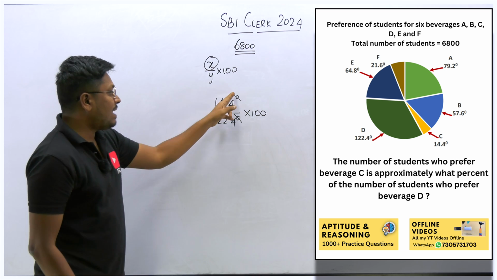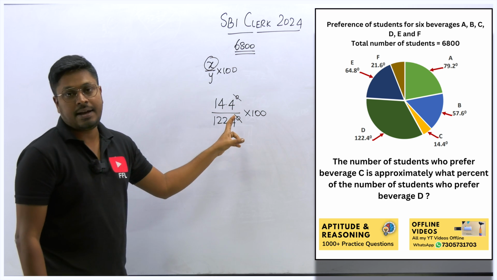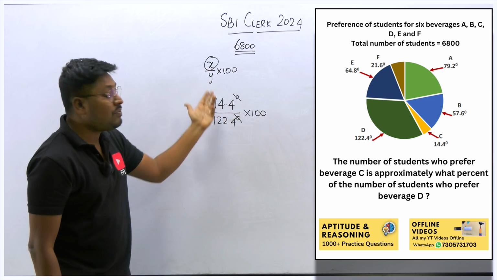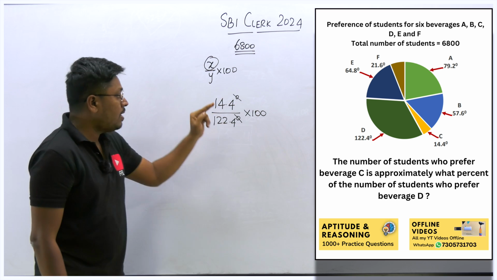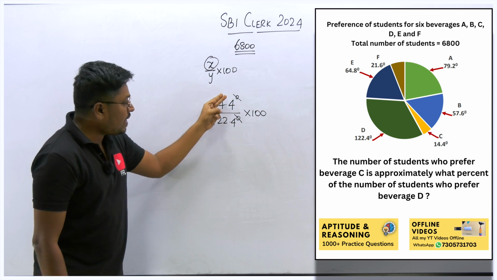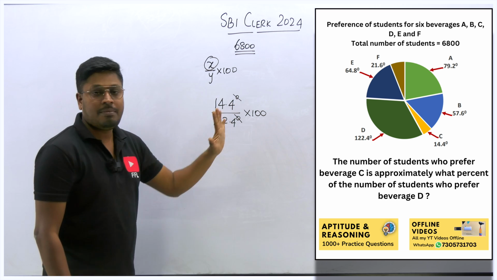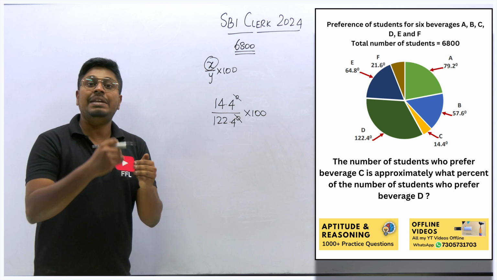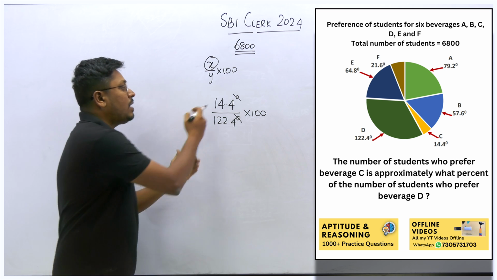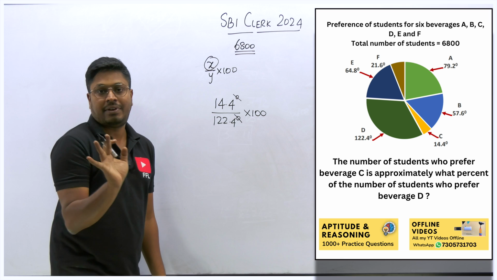Why? Because we have cancelled degree and degree here. Now it becomes a normal number, right? It is not an angle. If it is an angle, we have to convert into a percentage. So 14.4 degree divided by 122.4 degree. Once we cancel degree, it looks like a normal number. So now we need to convert it into a percentage. In order to convert this number into a percentage, into 100. That's it. You will get the final answer.